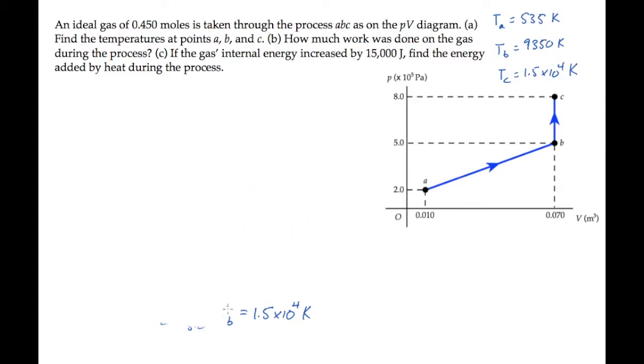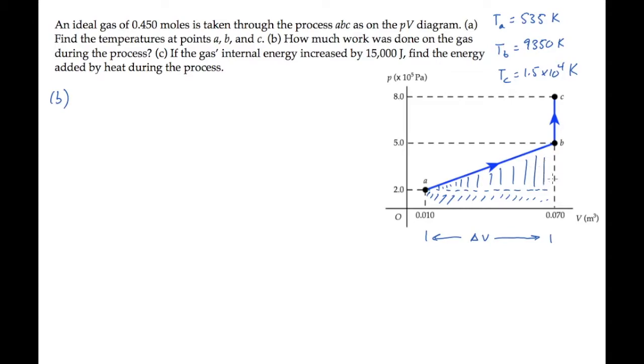Part B asks for the work done on the gas going from A to C. The magnitude of that work is the area under the curve on the PV diagram, and we can break it into two parts. The area of this rectangle with a base delta V plus the area of this triangle. So the magnitude of work is area of rectangle plus area of triangle. Base times height for the rectangle plus half the base times the height of the triangle.